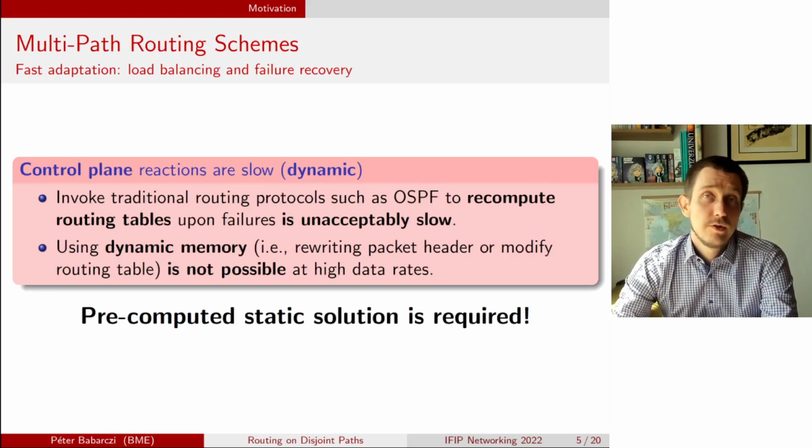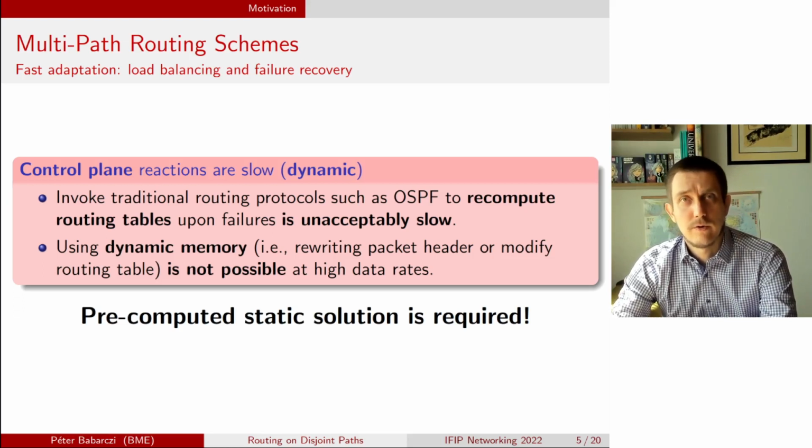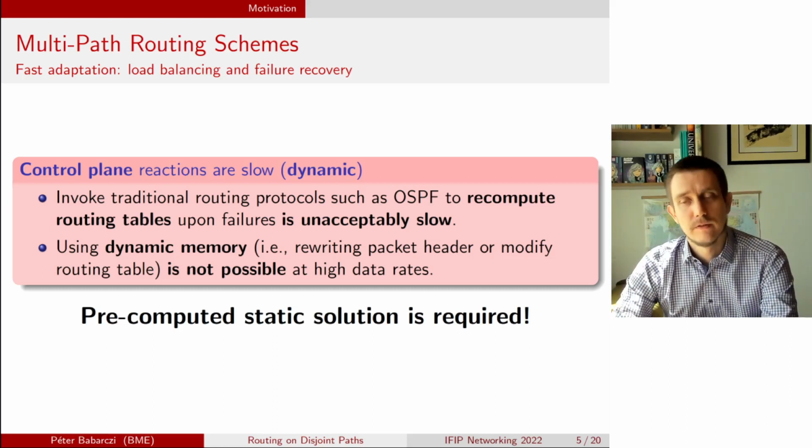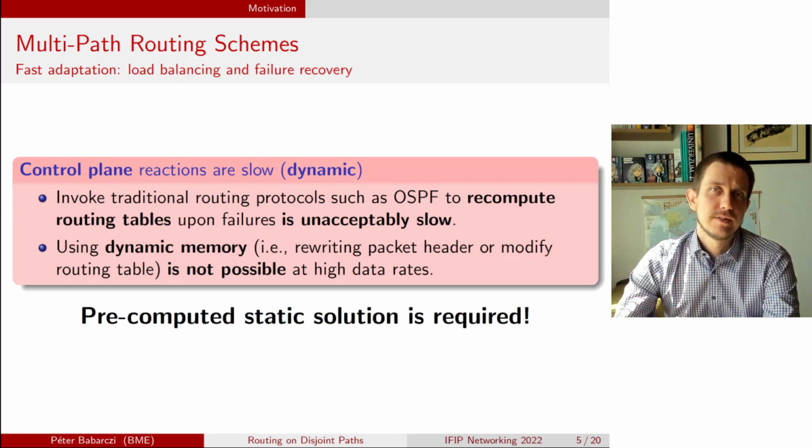However, the current solutions in the control plane, like the intra-domain routing algorithm OSPF, are not sufficient to do this, because they recompute the whole routing tables, and during this transient phase, some kind of unpredictable behavior is not acceptable for mission-critical applications. Also, at terabit per second speeds, we are not allowed to rewrite packets or routing tables, so we are not able to use dynamic memory.